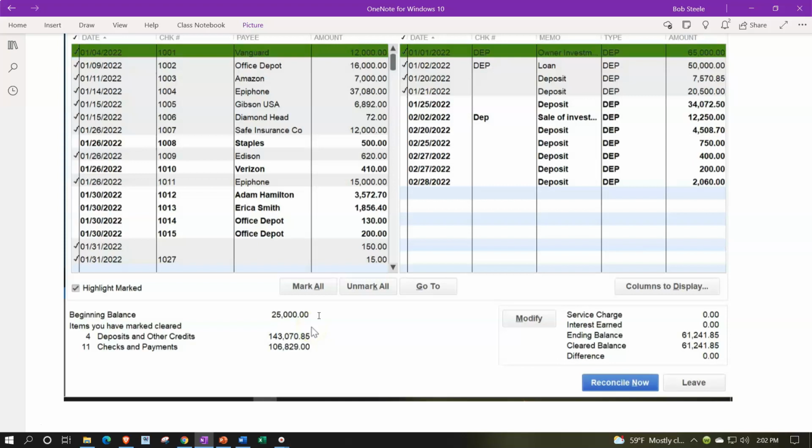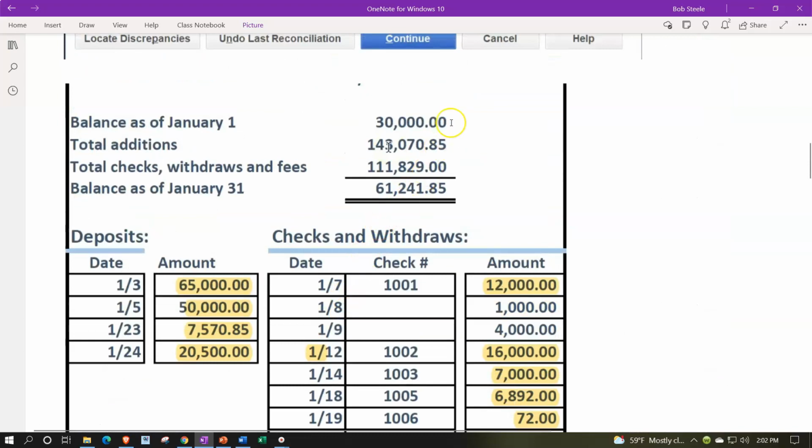And of course, what happened is the beginning balance should be lower for the cleared balance by the $5,000, to the $25,000. And then these two items should have cleared in the current period, even though we had written them in the prior period, because they were the outstanding or reconciling items in the prior period.